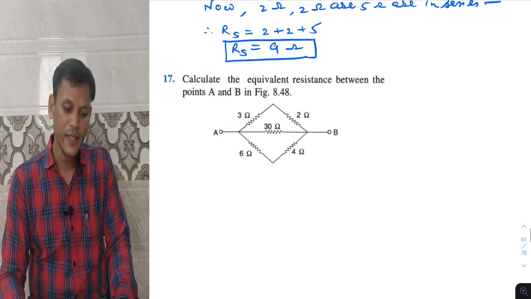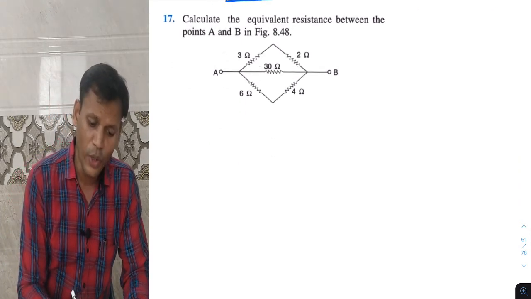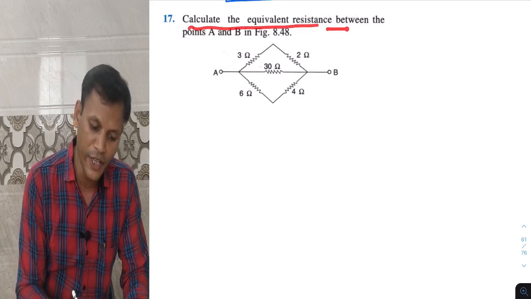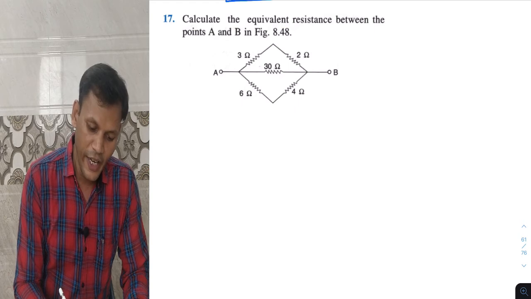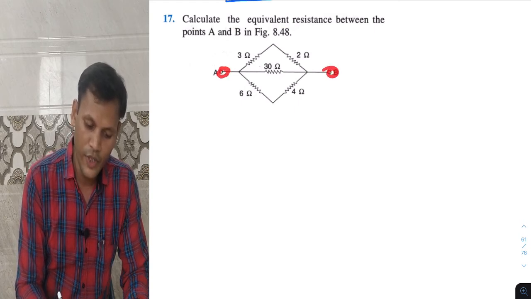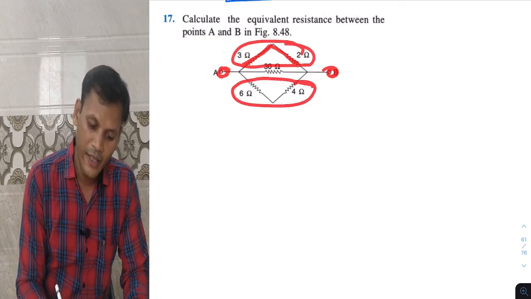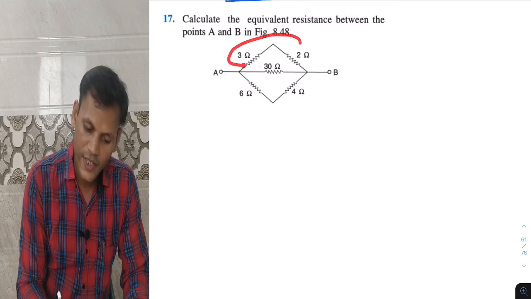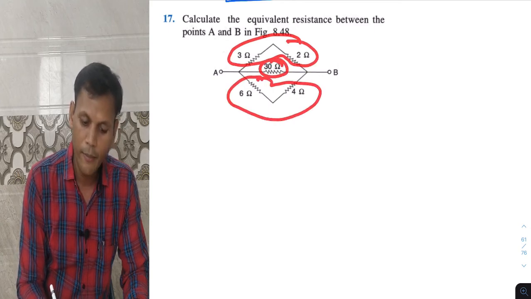Now question number 17, a similar sum. Calculate the equivalent resistance between the points A and B. So between A and B, what do you observe? These two are in series, these two are in series, and then these two which are in series, and all of these are in parallel.